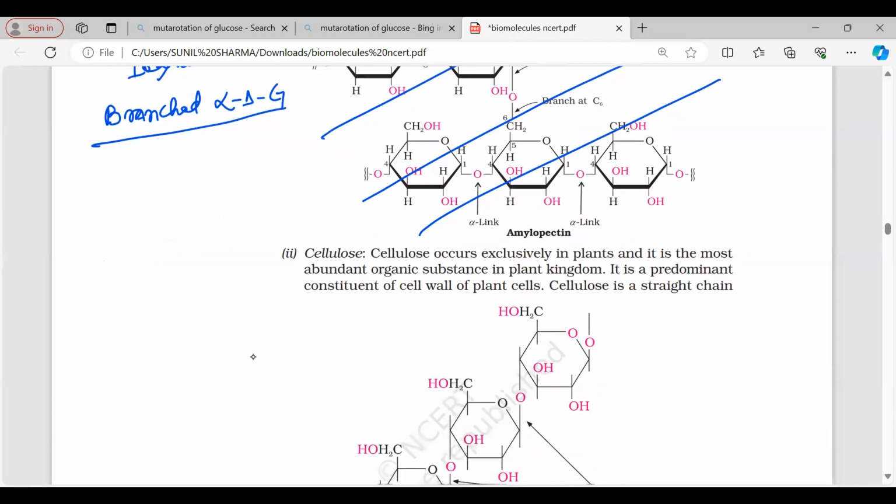Then we come to cellulose. Cellulose occurs extensively in plants and it is the most abundant organic substance in the plant kingdom. Formula, general formula इसका भी same है, C6H10O5 N, where N can have values from 300 to 3000.